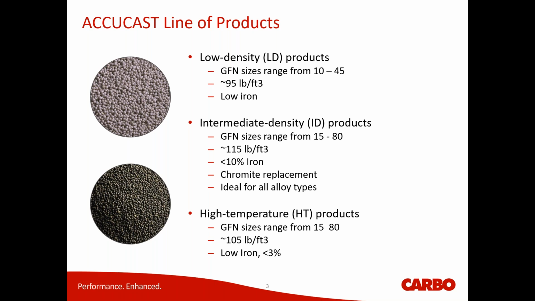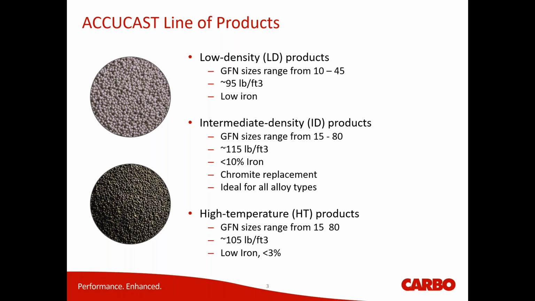The next one is the ID, or the intermediate density product. It's probably our mainstay product in the industry right now. It's got a lot of different uses, works very well with a lot of different things. We offer a very wide range of GFN sizes from 15 to 80. The ID80 is the material that's used a lot in the 3D printing market. The density of the product is around 115 pounds per cubic foot, so it's about 15% more dense than silica. The iron percentage in it is roughly about 8 or 9%.